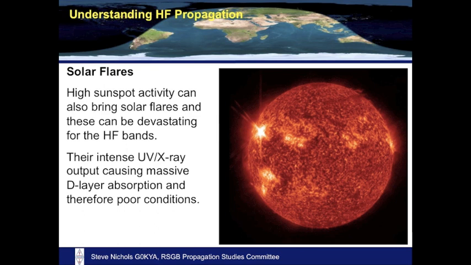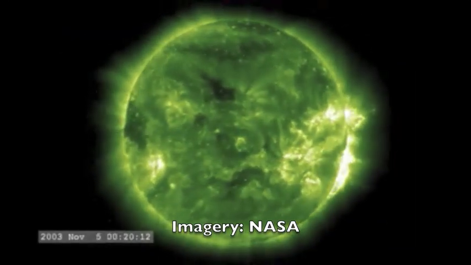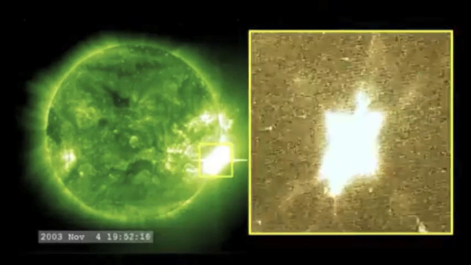And when that happens, you get a massive output of ultraviolet and X-ray radiation from these solar flares, which then flows out to the Earth at the speed of light. So in 8.5 minutes, it reaches the Earth. And once it hits the Earth, this radiation can cause massive D-layer absorption and give us poor conditions on the HF bands, especially on the lower bands.